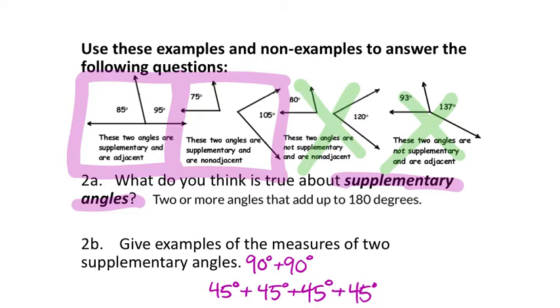And it wouldn't matter as long as the two angles add up to 180. They don't have to be the same like we saw there. You could say, well, what about 100 degrees and 80 degrees? Yep, they're supplementary. So supplementary is 180 degrees.